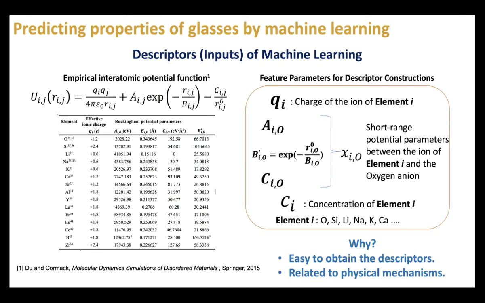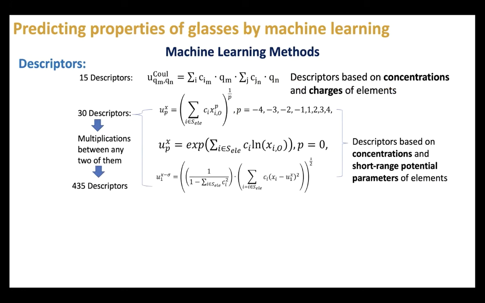Then we use these feature parameters from the MD force field and combine them with concentration in different ways. For example, we combine concentration and charge of different ions together, and we also combine the concentration and the short range force parameters together. And also we do the multiplication between any two of them. In total we generate about 500 descriptors. That's the input of our machine learning.